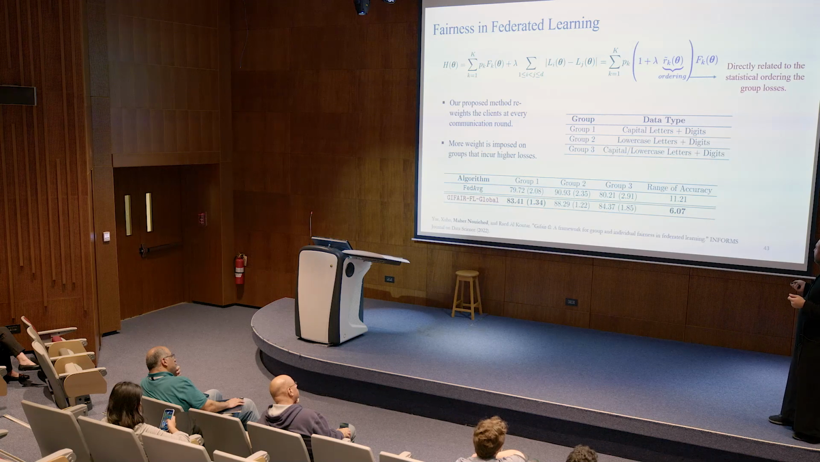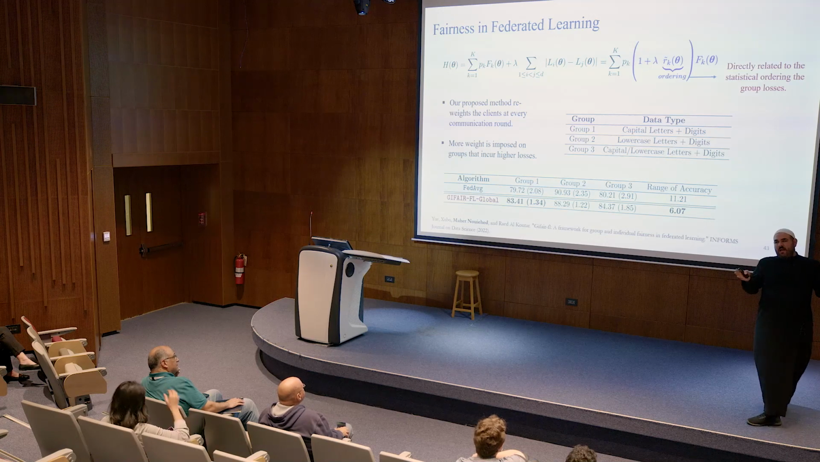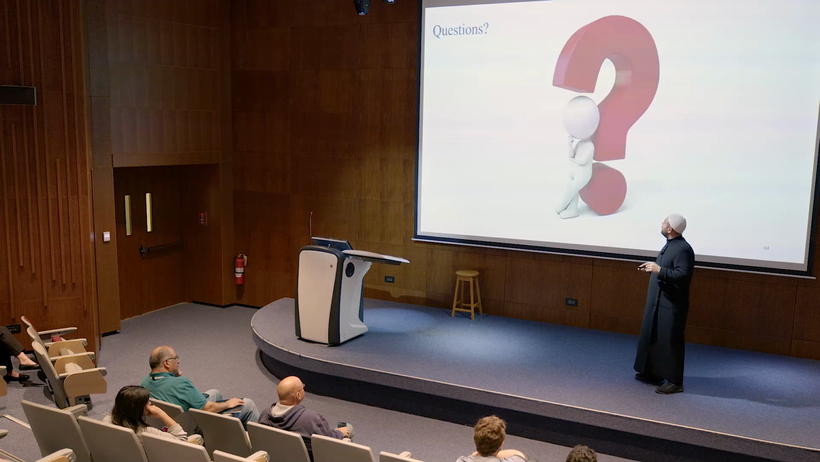And we can see that the range of accuracy is much better when you train with fairness. Okay, so the discrepancy between the losses becomes much smaller. Okay, so these are just two types of models that train in fairness. There's a lot of literature on that, and that's it.